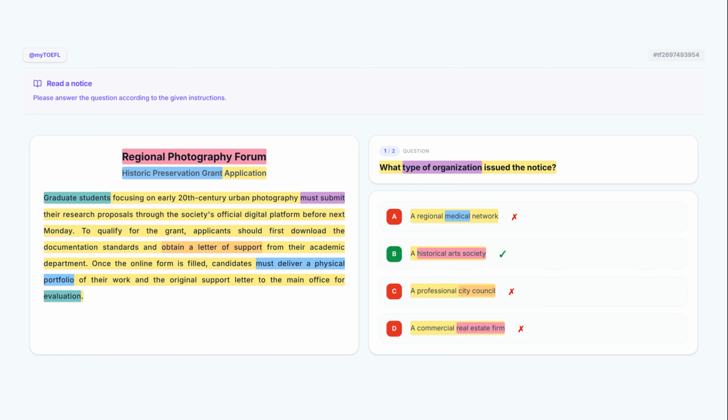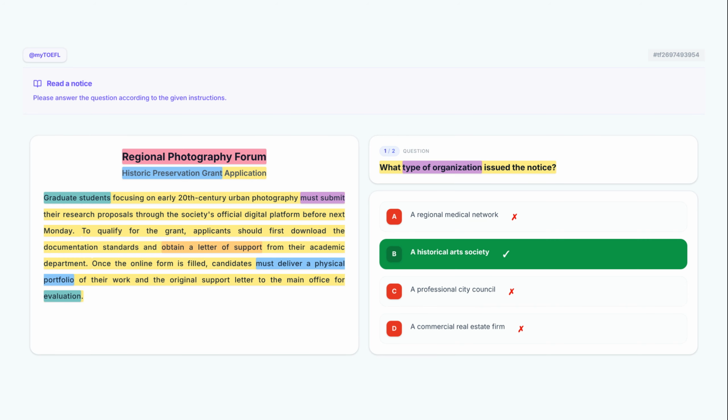The correct answer to this question is option B, since the notice combines historical preservation with the activities of a professional society.